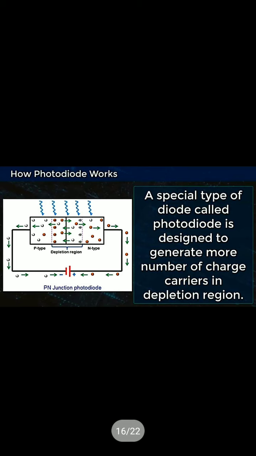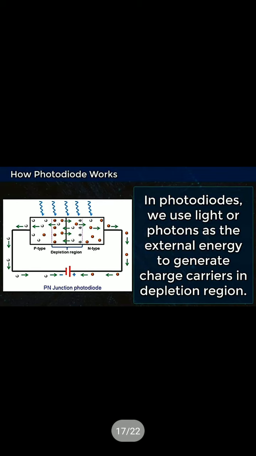A special type of diode called a photodiode is designed to generate more charge carriers in the depletion region. Now how will they generate more charge carriers in the depletion region? Let's see. As shown in this figure, the construction of the photodiode is designed this way. One window is attached near the junction only. So through that window, the light energy will be incident on the junction directly.